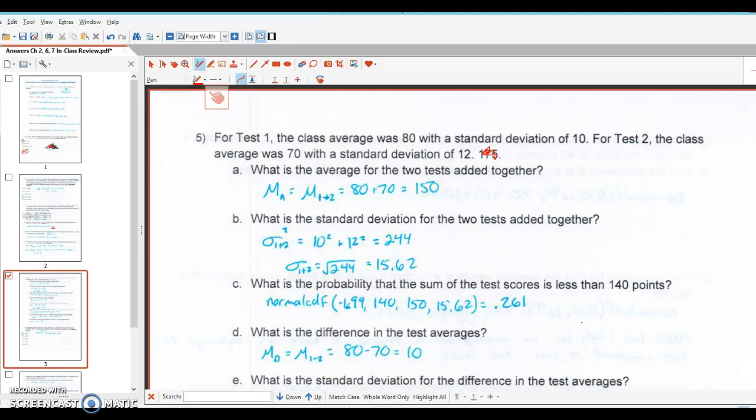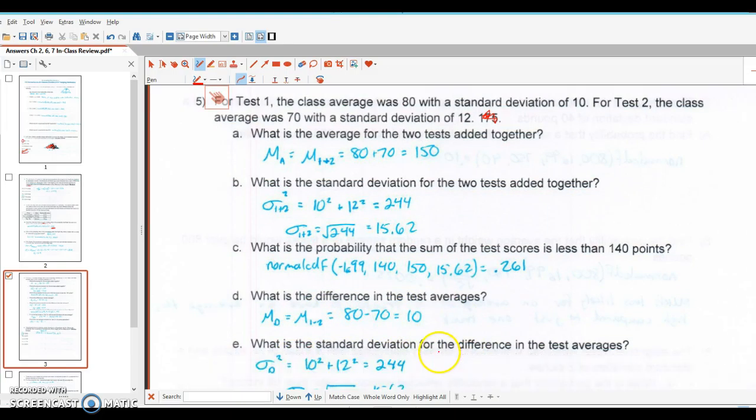What is the difference in the test scores? So 80 minus 70. I subtracted them in the order they were given in the problem because there was no indication to do it otherwise. So I got a difference of 10. Subtracting it the other way would have been fine as long as you indicate it. Don't just put negative 10, but show where that negative 10 came from.